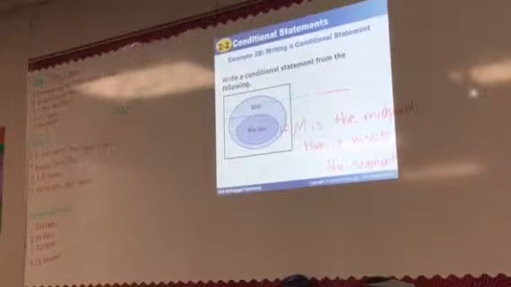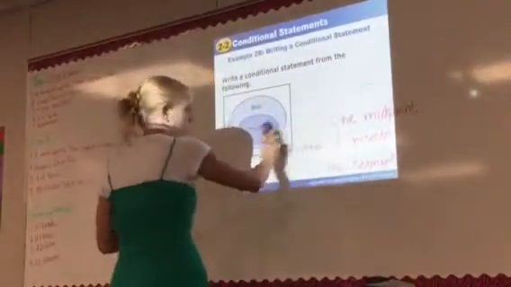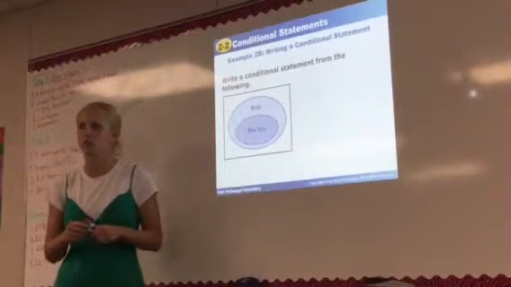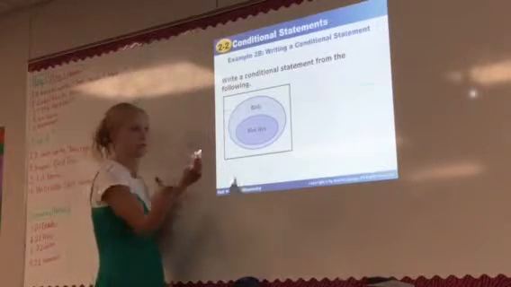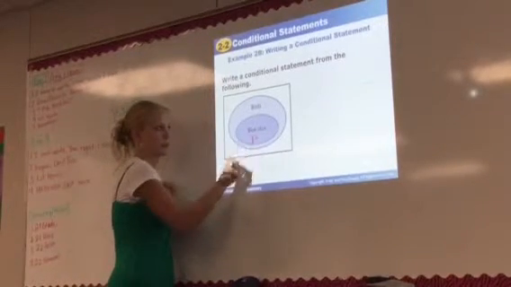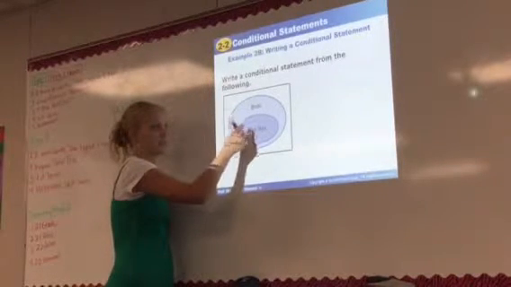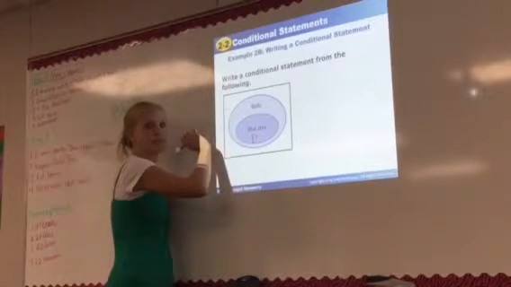Okay? Write a conditional statement from the following. What do we know? This is why I had you draw that little Venn diagram. What do we know about what is what? What is the hypothesis? What is the conclusion? The hypothesis is the Blue Jays. I'm going to do a P. What is the hypothesis? P. Sorry, what is the conclusion? Q. Which is what? Bird.